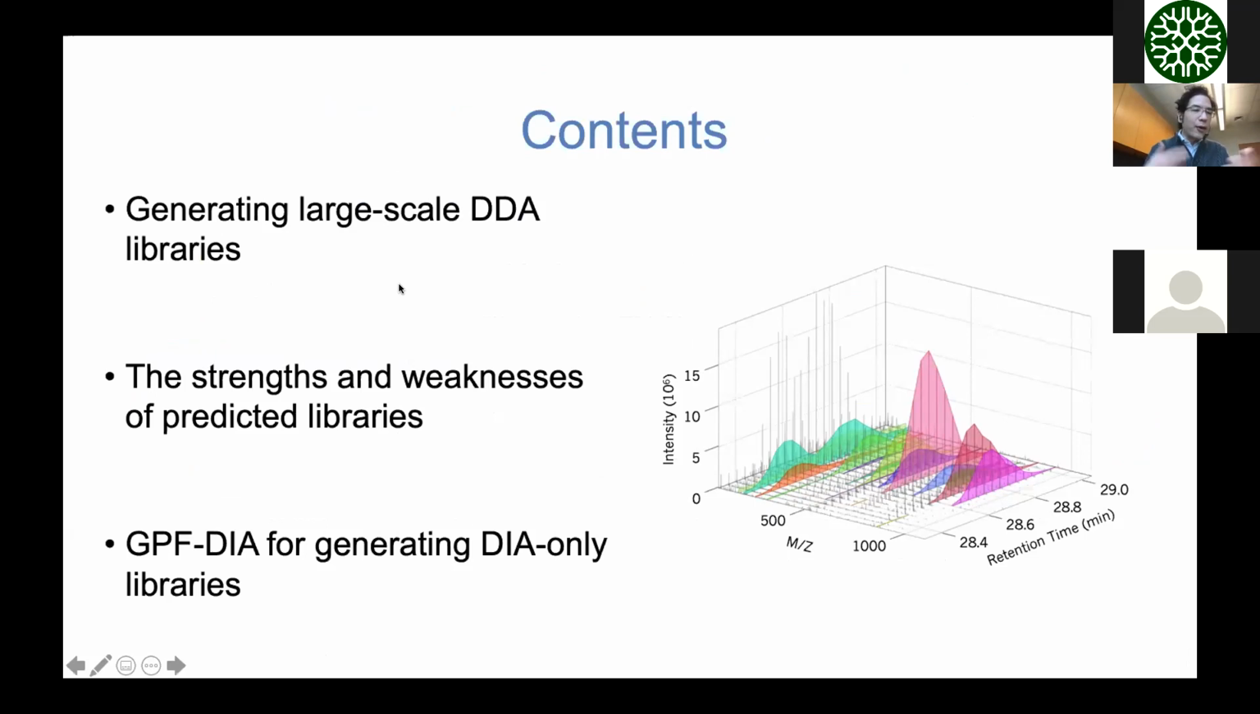We talked about library generation. We talked about the strengths and weaknesses of predicted libraries. And these gas phase fractionated DIA experiments, I think, are what we need to do going forward.